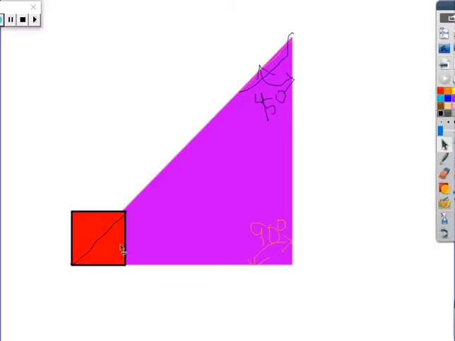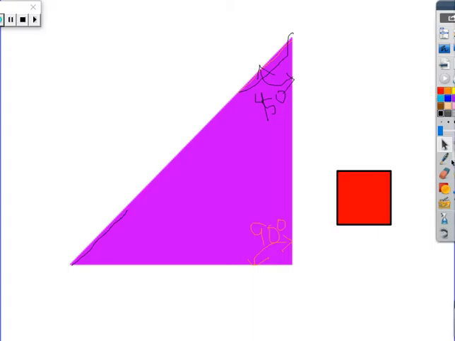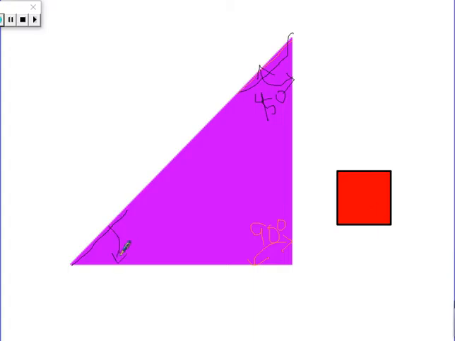So notice how I use the 90-degree angle or the right angle to figure out the other two angles. And if I look at this, I put them together. 90 plus 90 is 180. I wonder if that's significant to later.